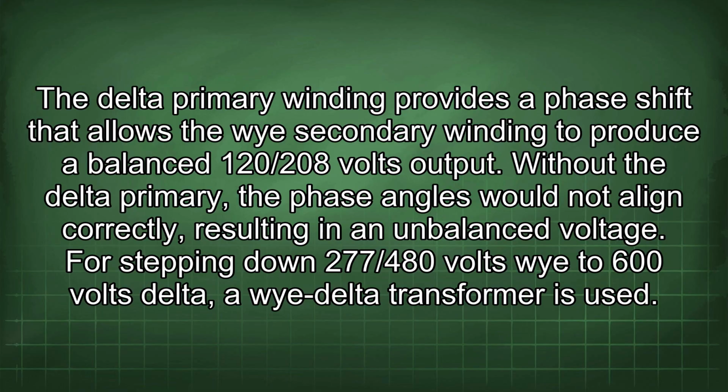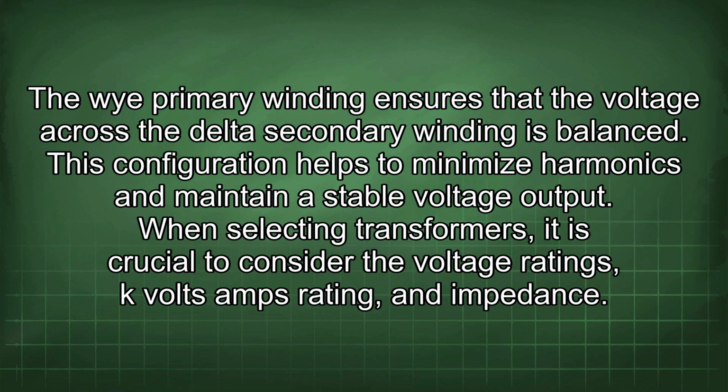For stepping down 277/480 volts Y to 600 volts delta, a Y delta transformer is used. The Y primary winding ensures that the voltage across the delta secondary winding is balanced. This configuration helps to minimize harmonics and maintain a stable voltage output.